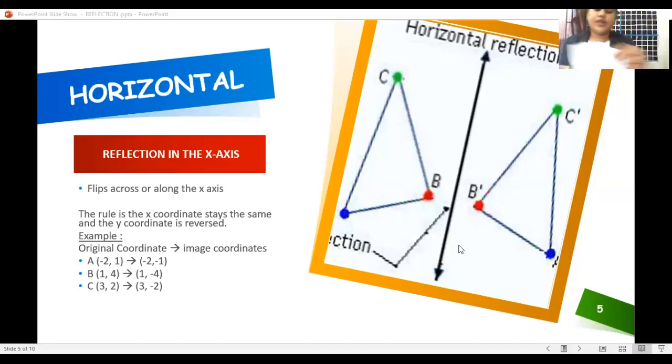Do you see we establish a rule there? When you put the point and then you fold it horizontally and you punch, you get the coordinate. So here our rule in reflection in the x-axis is that the x coordinate is going to stay the same and the y coordinate is going to reverse, or we say it changes from a positive to a negative. All right, so please take note of that.